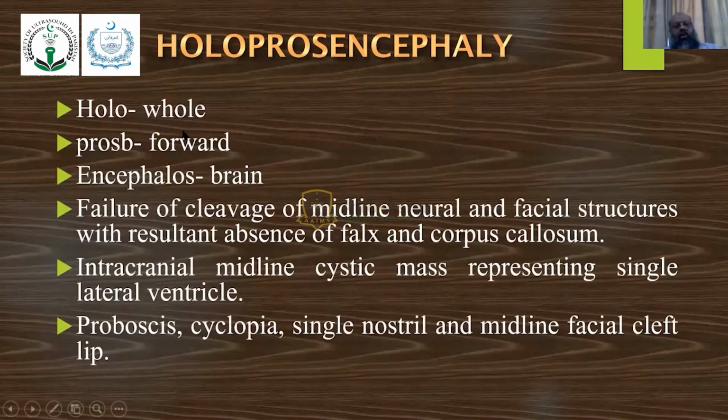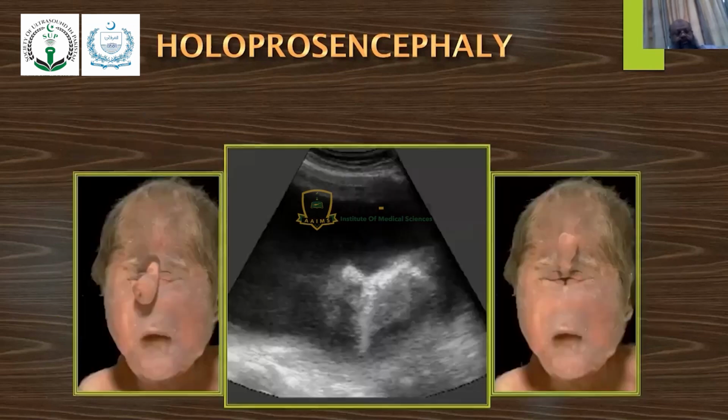So holo means whole, prosos means forward, encephalos is brain. So holoprosencephaly is failure of cleavage of midline neural and facial structures with resultant absence of falx and corpus callosum. Intracranial midline cystic mass representing a single lateral ventricle. So we will get proboscis, cyclopia, which is a single eye, single nostril, and midline facial cleft lip.